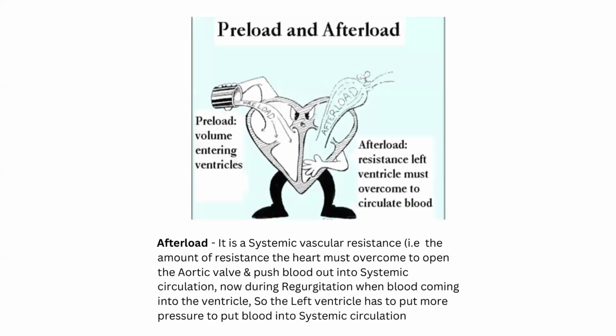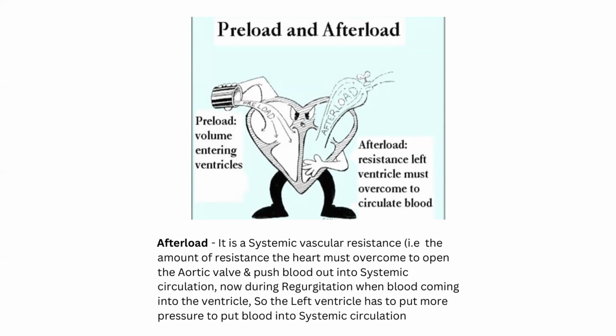Now, how is afterload increasing in aortic regurgitation? Afterload is the systemic vascular resistance. That is the amount of resistance the heart must overcome to open the aortic valve and put blood out into the systemic circulation. That is afterload. So the afterload is nothing but the amount of pressure the ventricle has to apply to put the blood forward into the body. Now during regurgitation, when blood is coming back into the ventricle, the left ventricle has to put more pressure to put blood into the systemic circulation. That's why afterload is also increased in aortic regurgitation.